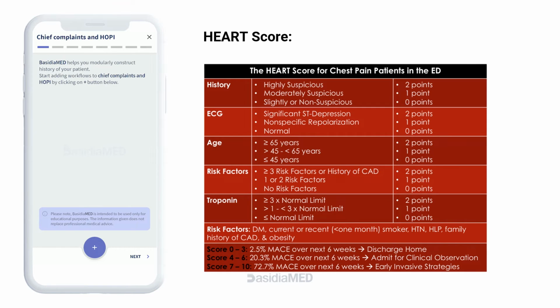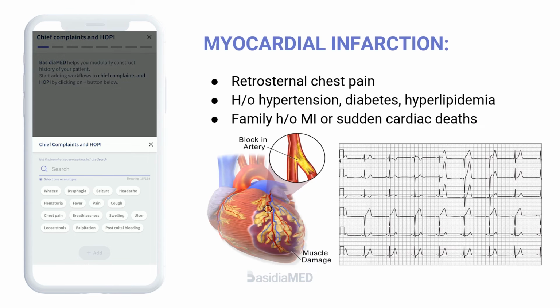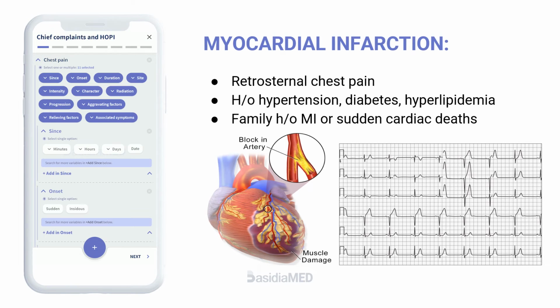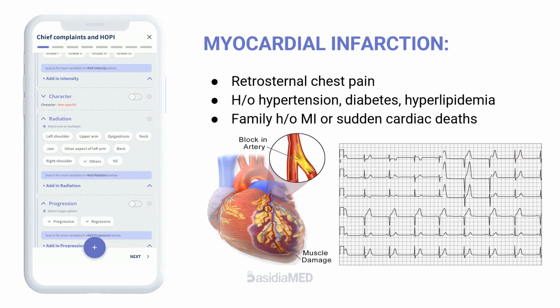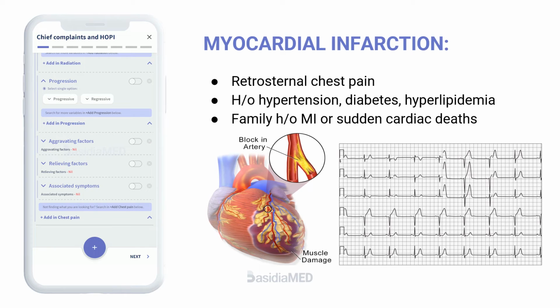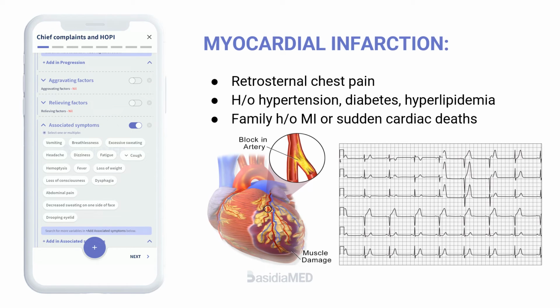Clues to diagnosis of various conditions. Myocardial infarction. Symptoms include retrosternal chest pain with sweating, shortness of breath, palpitations, giddiness, confusion, hypotension, and shock. Ask about the history of similar complaints in the past, family history of coronary artery disease, and sudden cardiac deaths. ECG shows ST changes.